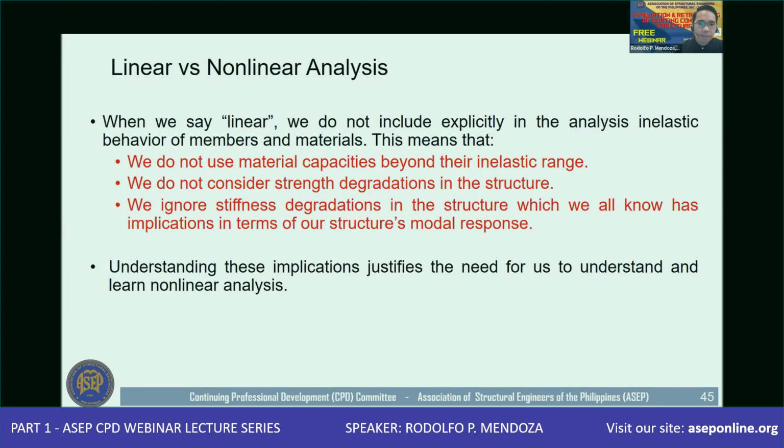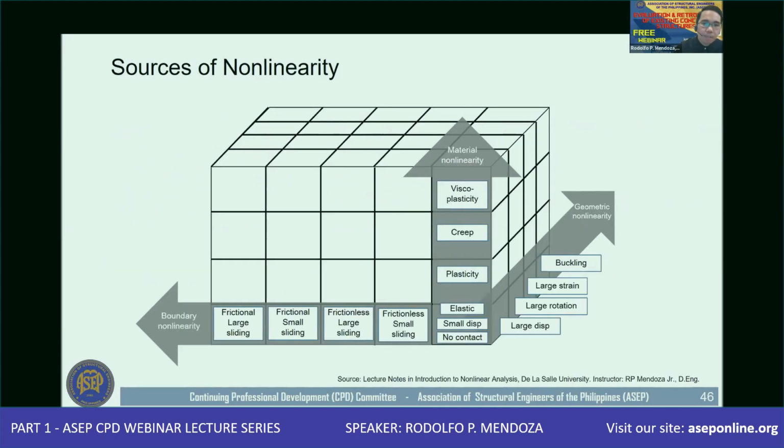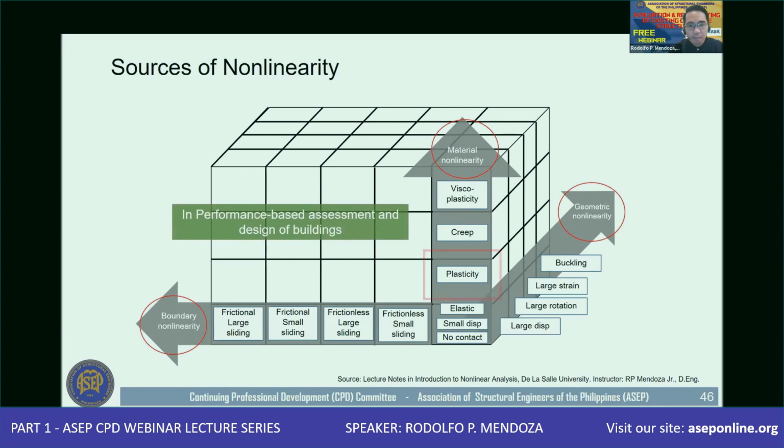Understanding this implication also helps justify the need for us to understand and learn nonlinear analysis. Of course, when we do nonlinear analysis, there are several sources of nonlinearity. It can be boundary nonlinearity, material nonlinearity, and geometric nonlinearity. While in conducting performance-based philosophy, our focus is on material nonlinearity, particularly plasticity, and also geometric nonlinearity, particularly the P-delta effect, or what we call large displacement effects.